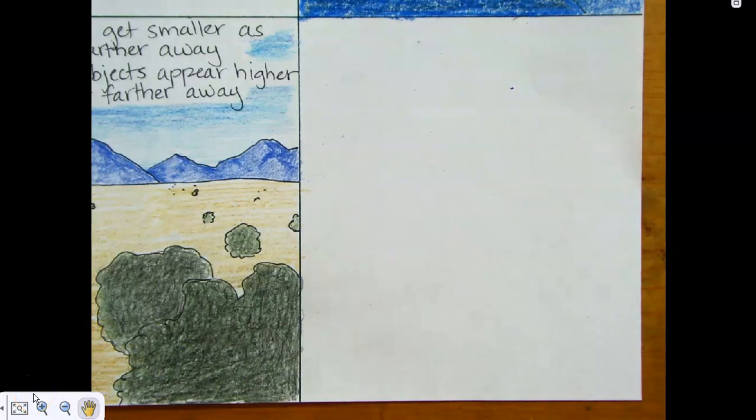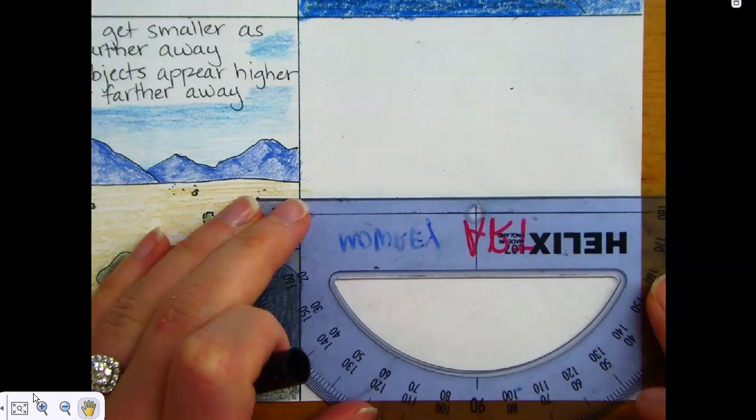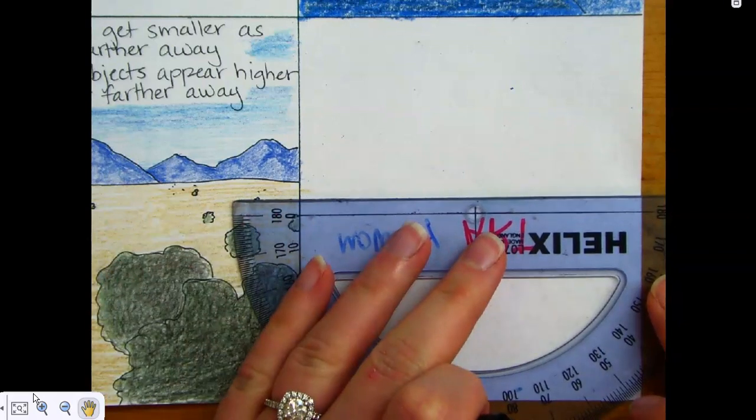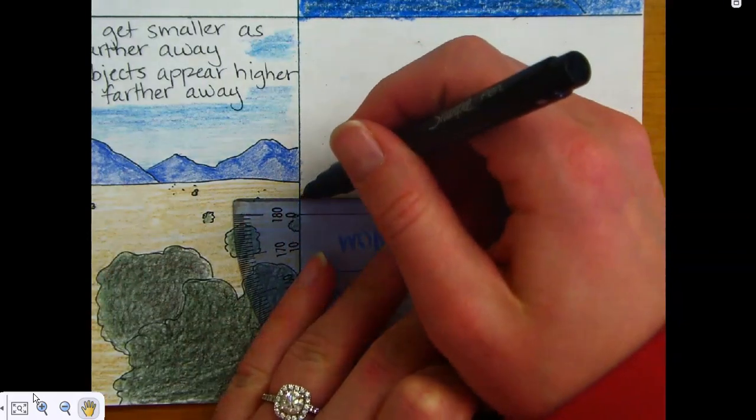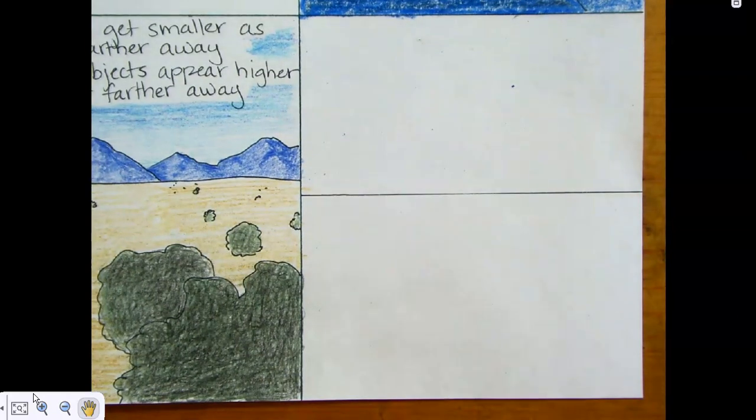All right, we are going to start by dividing this space horizontally because we are going to fit two different things in this one space. So try and find where you think about the middle is and draw a line across. Doesn't have to be perfect.